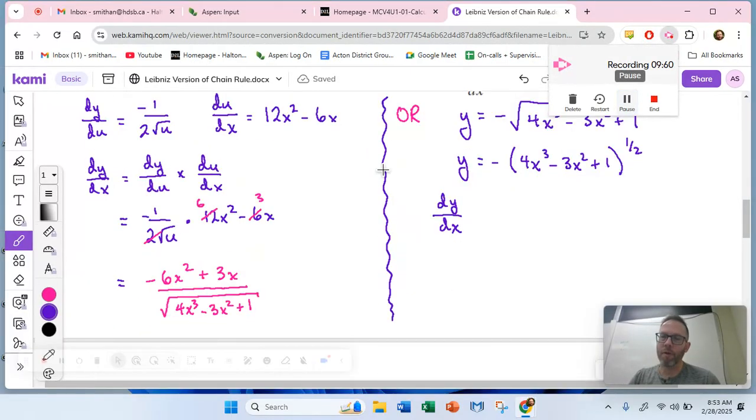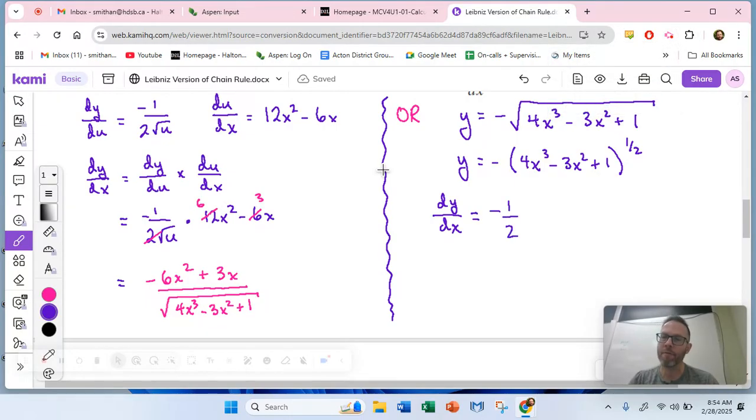All right, let's find this derivative using the power of a function rule, i.e. the chain rule. So bring down the half, we're left with minus a half. Leave the inside alone is what the chain rule says. Take 1 off the exponent, minus 1/2. And the derivative of what's on the inside, 12x squared minus 6x.